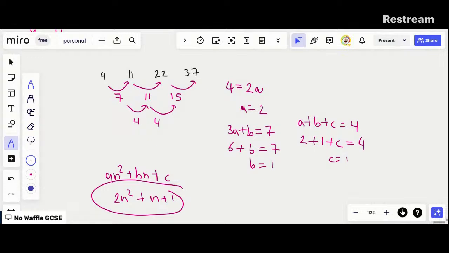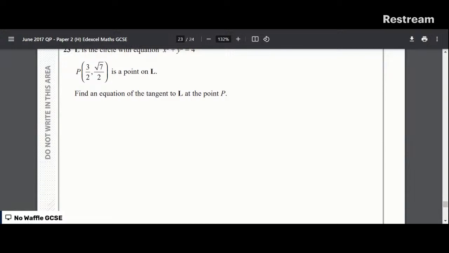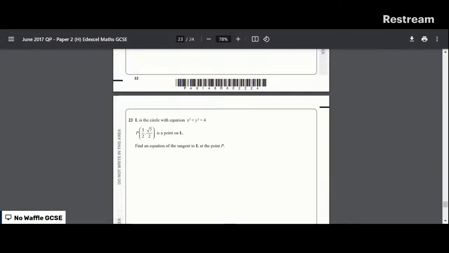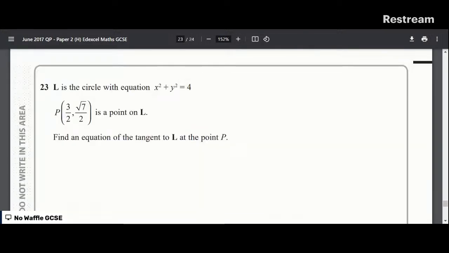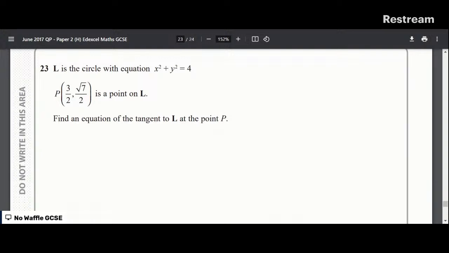Okay, and we should be on the last question before we're doing a Kahoot. So L is the circle with equation x squared plus y squared is 4. P is a point on L, on the circle. Find an equation of the tangent to L at the point P. So it's always useful to draw a diagram in these questions.